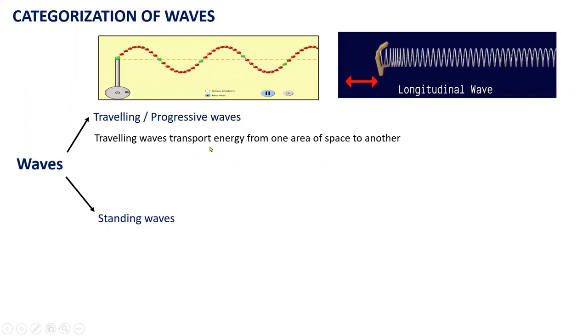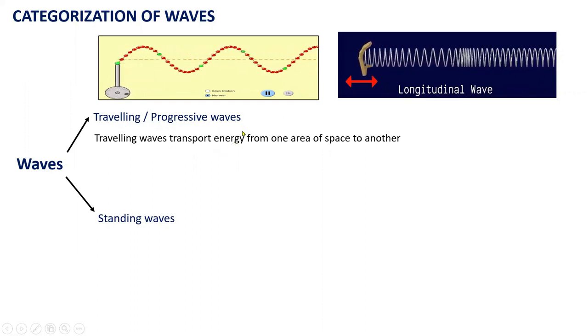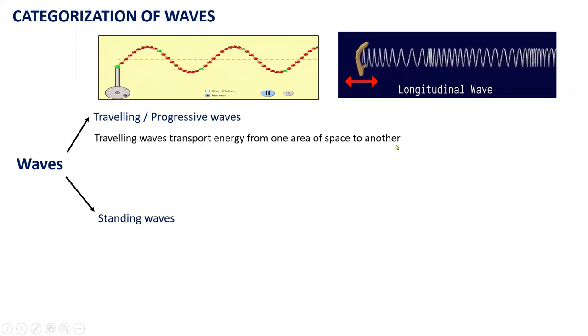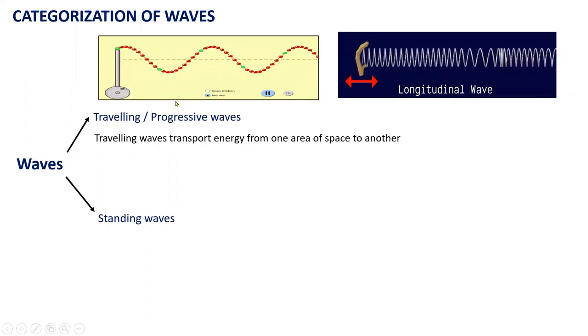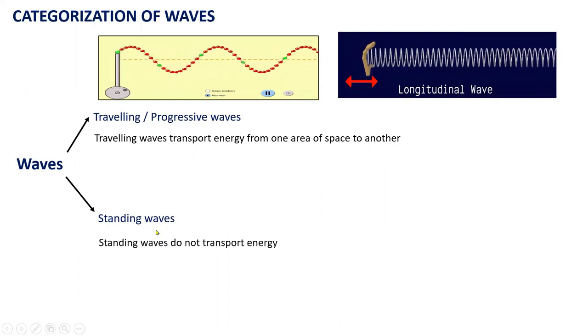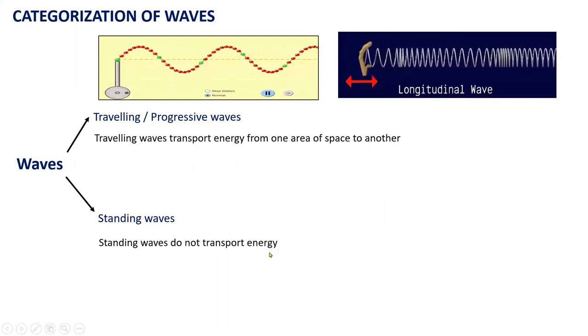So if any wave which can transport energy, primarily kinetic energy from one area of space to another, that is called the traveling wave. On the other hand, we have standing waves. The opposite of this is standing waves do not transport any sort of energy.